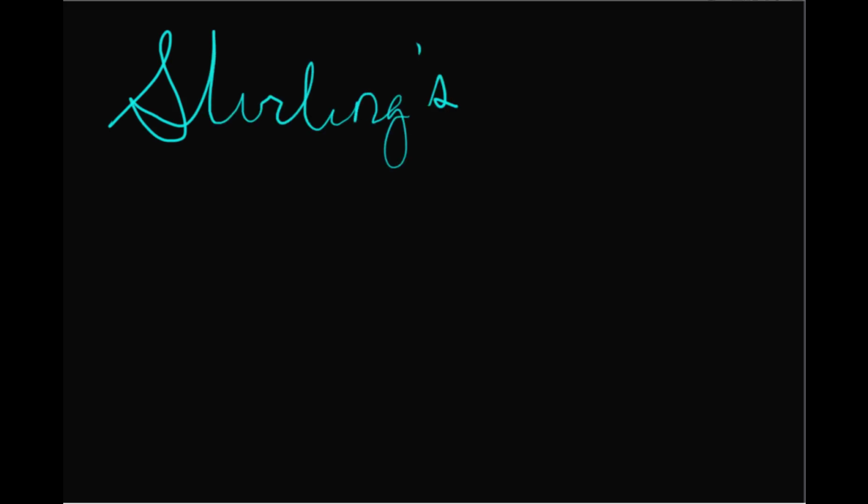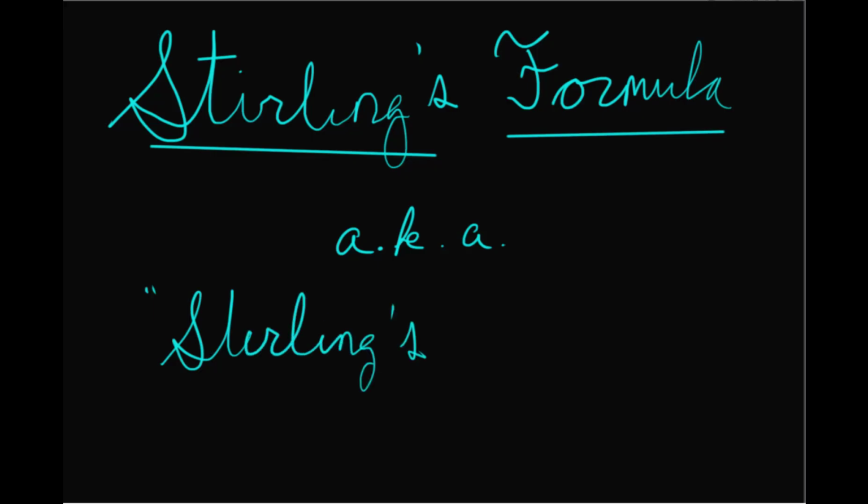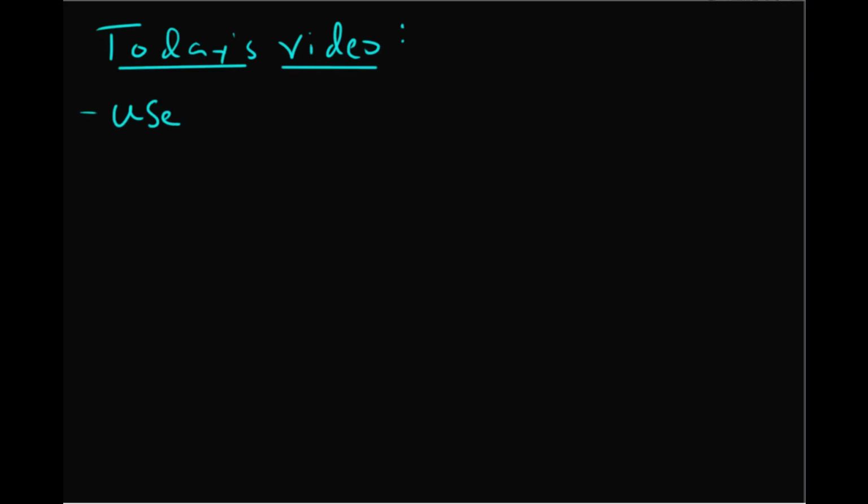Hello everyone, and welcome to today's video lecture, which is on Stirling's formula, also known as Stirling's approximation. This is a very famous result that was discovered jointly by the Scottish mathematician James Stirling and the French mathematician Abraham de Moivre, and they derived this result empirically. Today we're going to rigorously prove it.